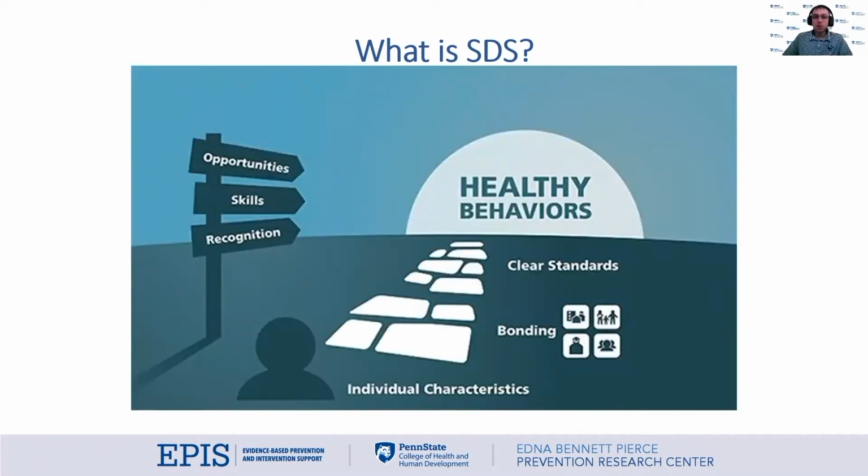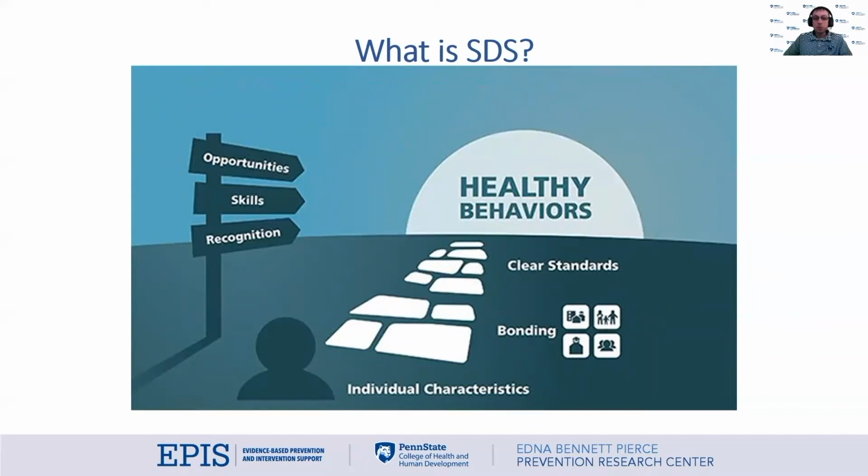Next is a graphic that we use for participants during our social development strategy trainings. You'll see on the left opportunities, skills, recognition that we just talked about on the previous slide, as well as the bonding on the bottom right with all 4 domains of the young person's life in the boxes beside that, leading on the pathway to clear standards and healthy behaviors. At the bottom of this slide, you also see individual characteristics, which are important to keep in mind as you apply each of these components in the social development strategy.